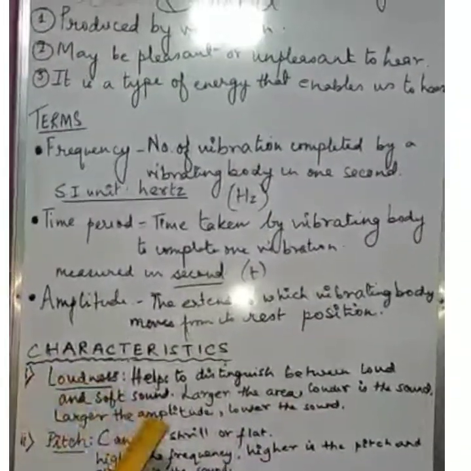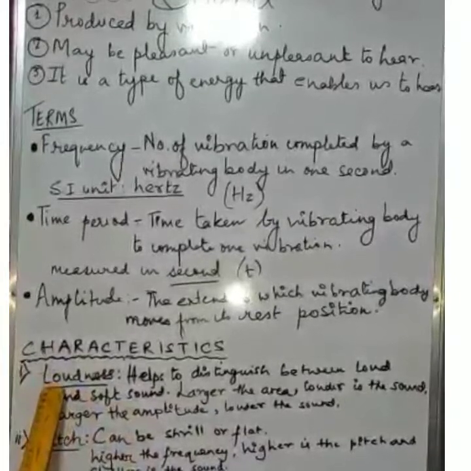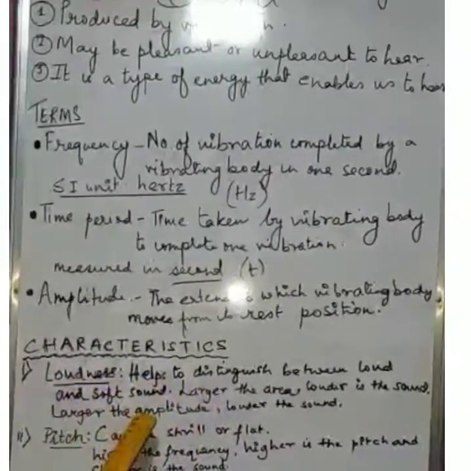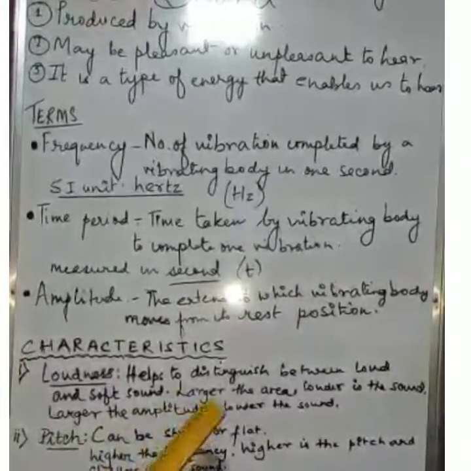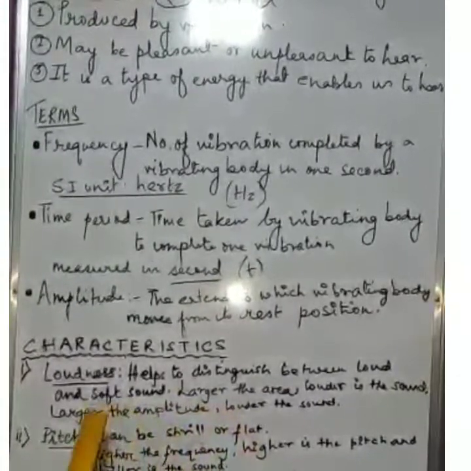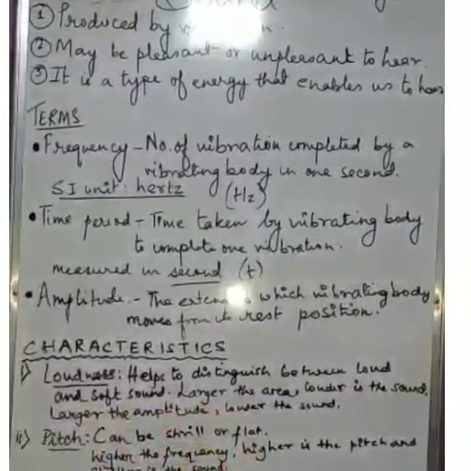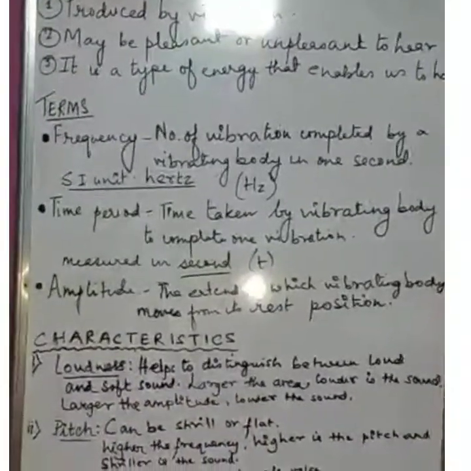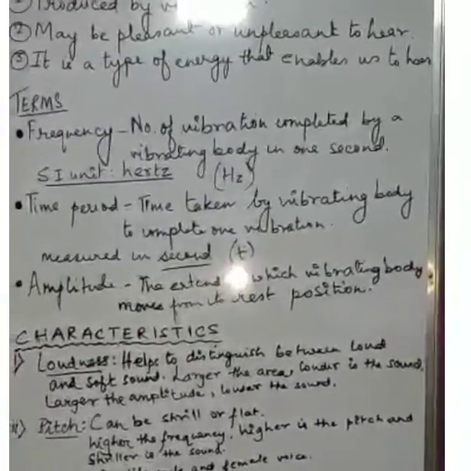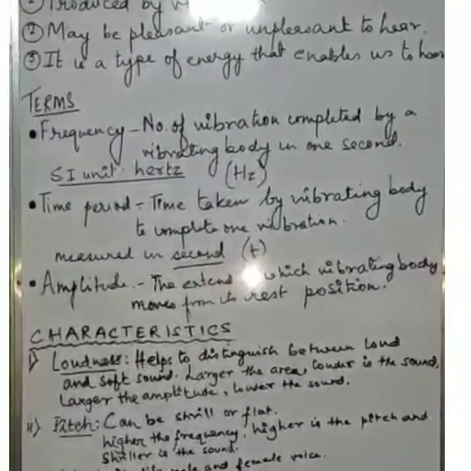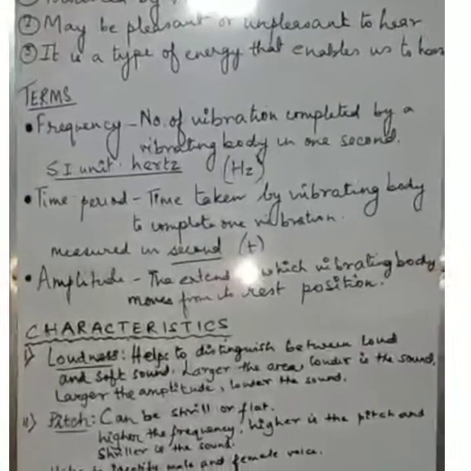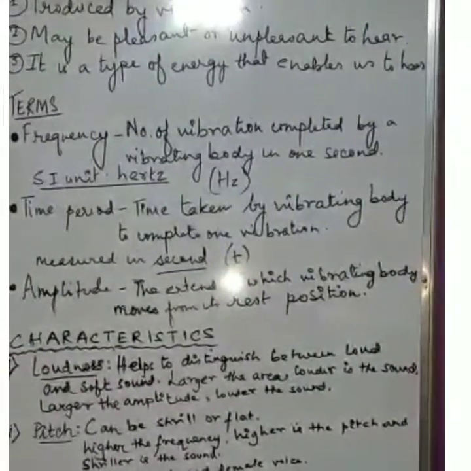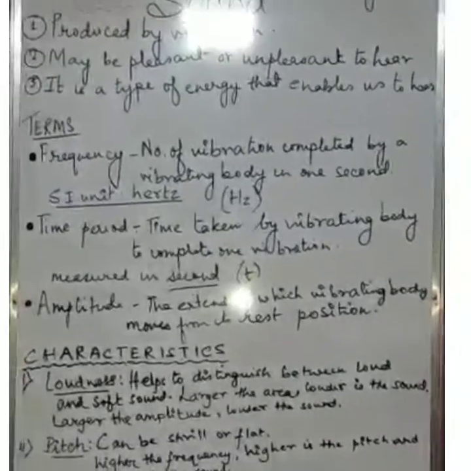What are the characteristics of sound? Loudness. It helps to distinguish between loud and soft sound. Larger the amplitude, louder will be the sound. For example, if we take a tabla or a drum, the area is larger, and if you beat it, the sound will be louder. But if you take a string of a guitar or a sitar, the sound will not be very high.